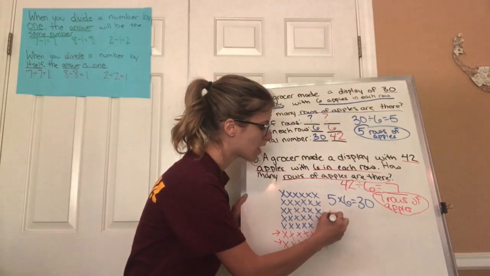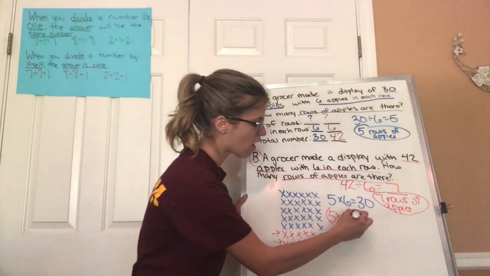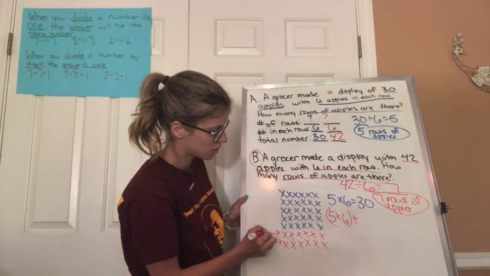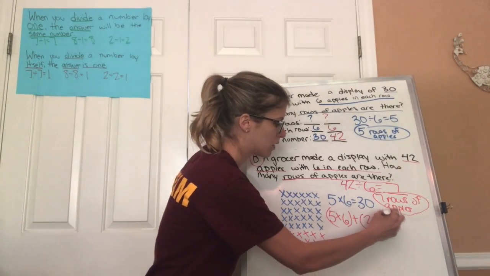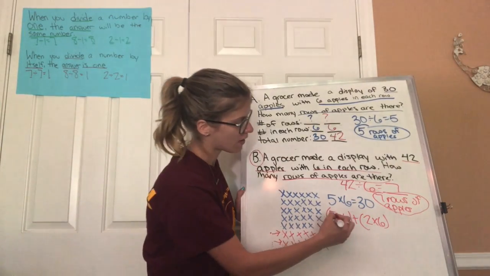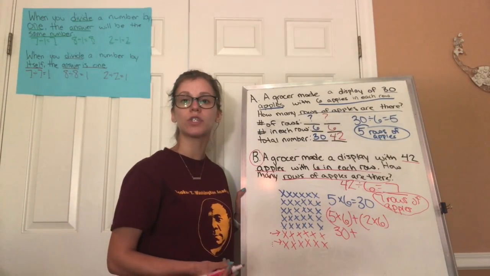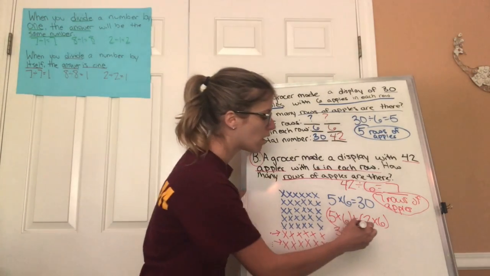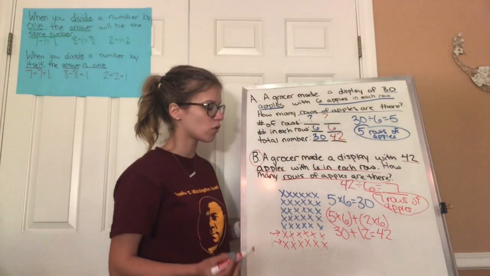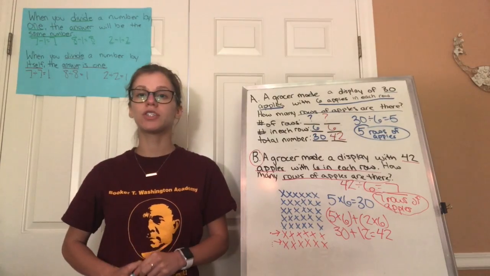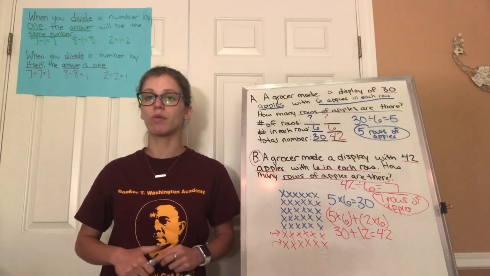For this problem, I used 5 times 6 and then figured out and added 2 rows of 6. So what we did was 5 times 6, which we knew is 30, plus 2 times 6, which is 12, and 30 plus 12 is 42. So we use multiplication by drawing this picture to help us solve for both related story problems.